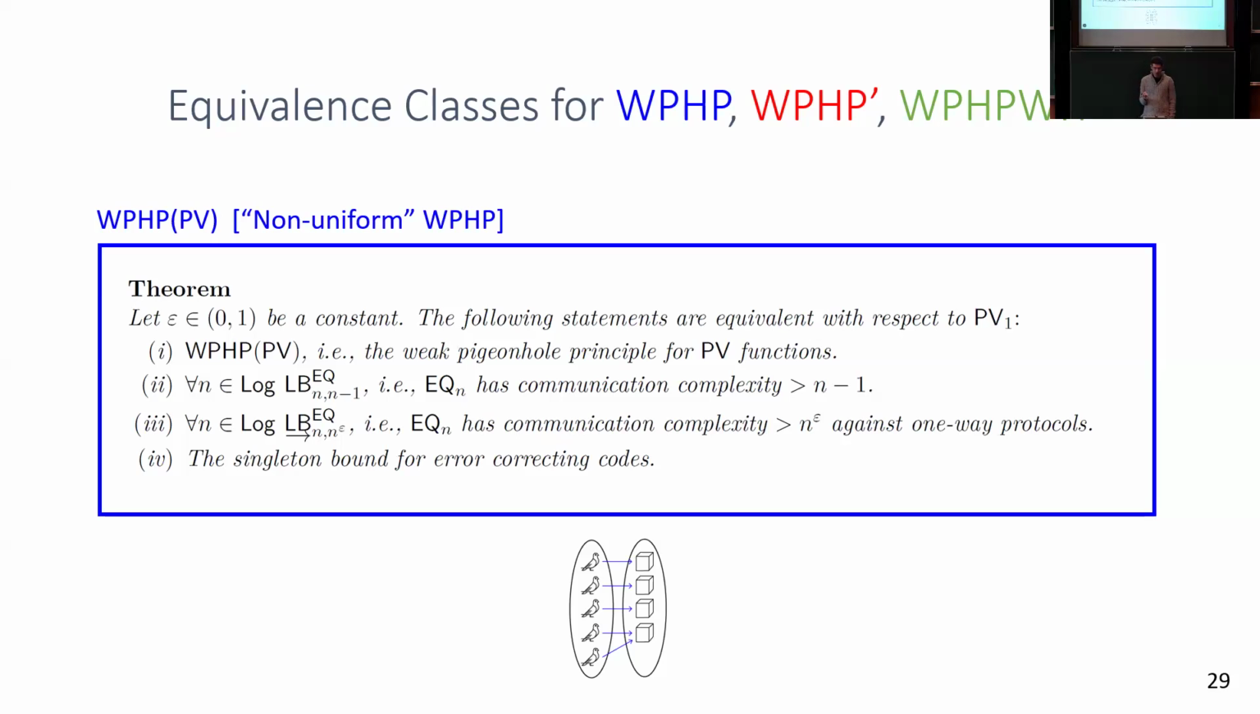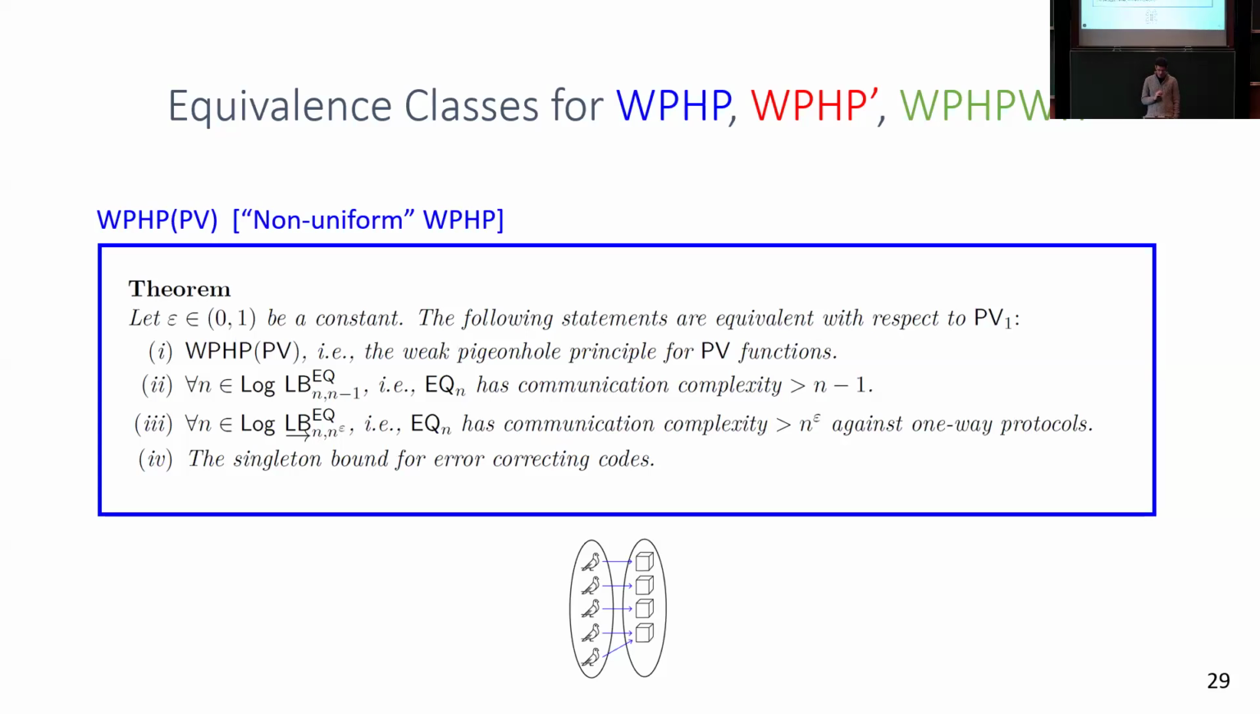And in particular, you get the following from this equivalence. If PV could prove weak communication lower bounds for equality, just for one-way protocols, then it actually proves the optimal communication complexity for protocols with any number of rounds. There's some kind of amplification phenomenon happening in this bounded arithmetic theory.